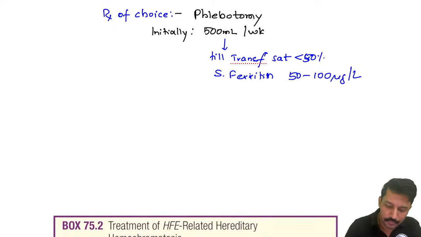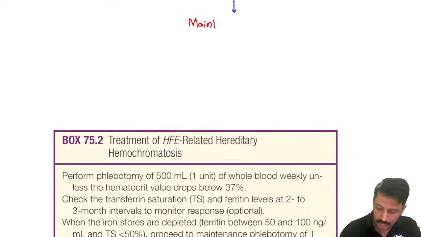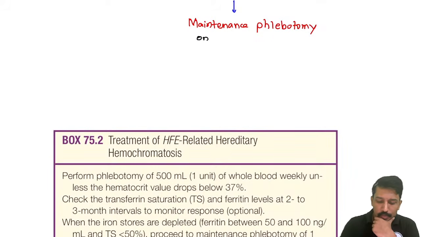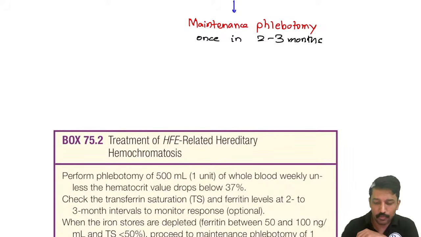So once this is done, I have to go for the maintenance phlebotomy. So what do we do in maintenance? I don't have to do it once a week. I can do it once in 2 or 3 months. Maintenance phlebotomy is done once in 2 to 3 months.